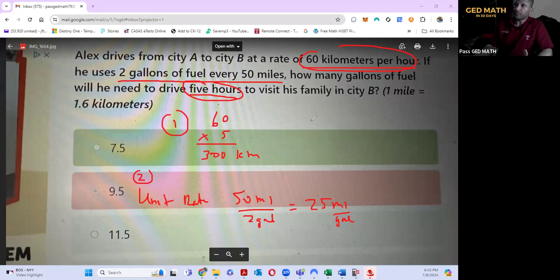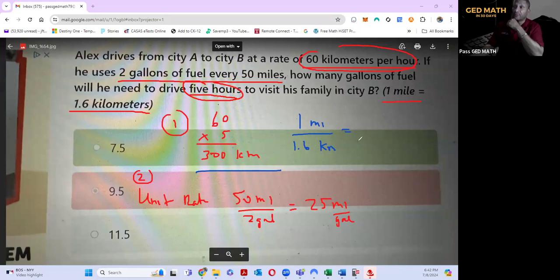Now, the problem is they gave us kilometers and then they gave us miles. But they gave you a proportion that 1 mile is the equivalent to 1.6 kilometers. So let me change my color to blue. So 1 mile is equal to 1.6 kilometers. So we set up a proportion because what we do know is that we travel 300 kilometers. So since kilometers is on the bottom on the left side of our first ratio, we need kilometers on the bottom on the right side of our proportion. Does everybody understand that?